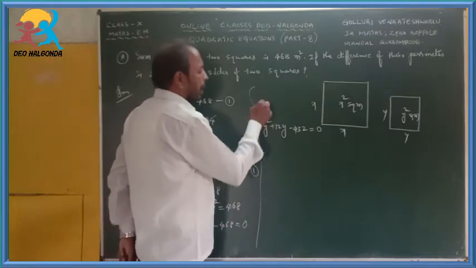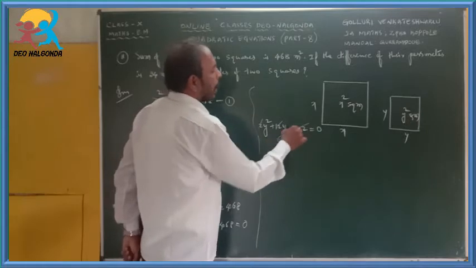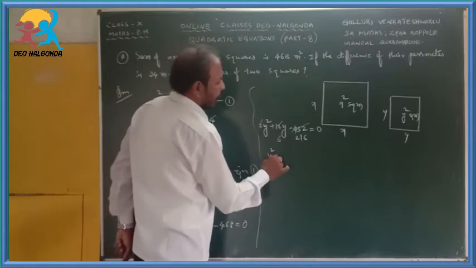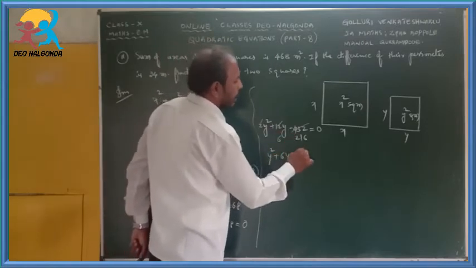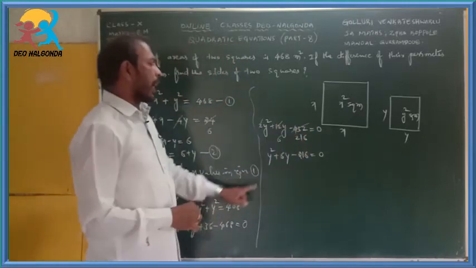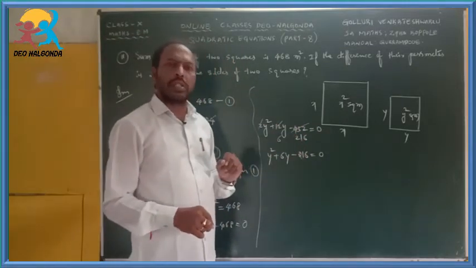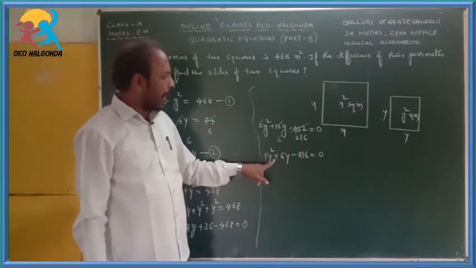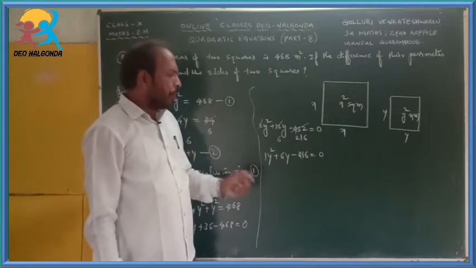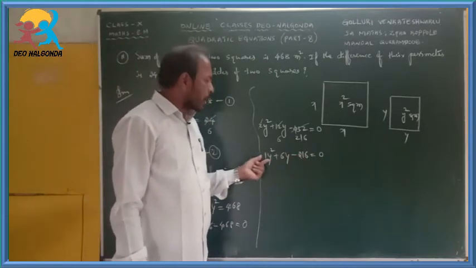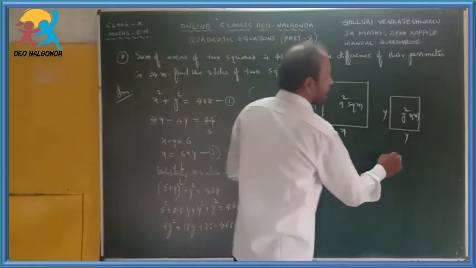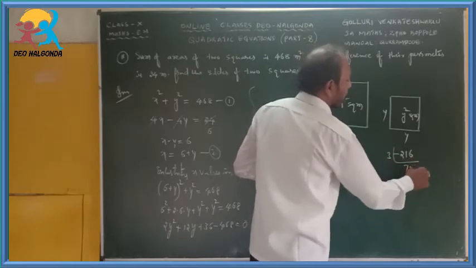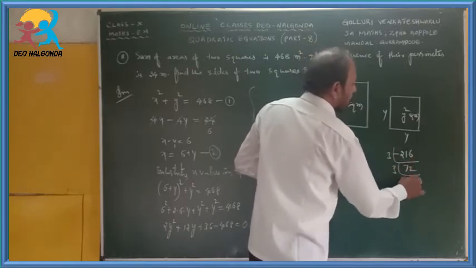Dividing both sides by 2: 2 ones are 2, 6 twos are 12, 2 twos are 4, 2 ones are 2, 6 are 216. So y square plus 6y minus 216 is equal to 0. Here in this quadratic equation, the y square coefficient is equal to 1. That's why the product of the y square coefficient and the constant, minus 216, we resolve into a product of primes.